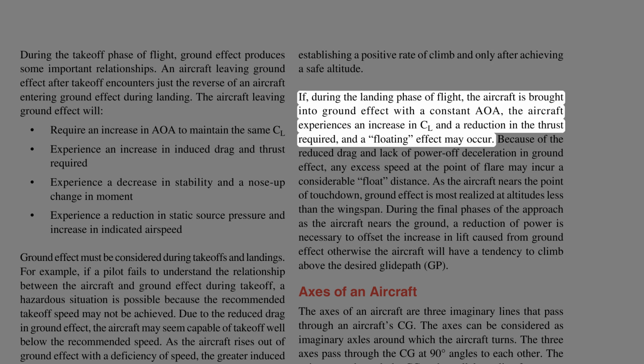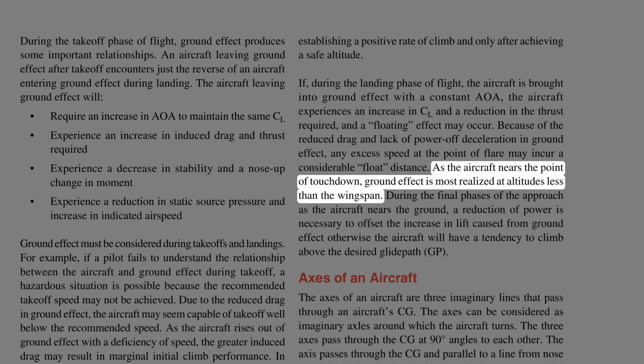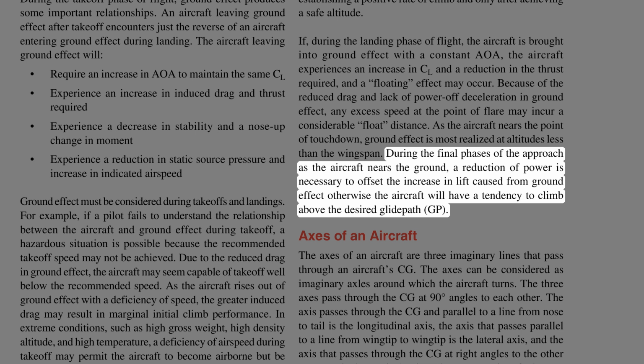If, during the landing phase of flight, the aircraft is brought into ground effect with a constant AOA, the aircraft experiences an increase in C_L and a reduction in the thrust required, and a floating effect may occur. Because of the reduced drag and lack of power-off deceleration in ground effect, any excess speed at the point of flare may incur a considerable float distance. As the aircraft nears the point of touchdown, ground effect is most realized at altitudes less than the wingspan. During the final phases of the approach as the aircraft nears the ground, a reduction of power is necessary to offset the increase in lift caused from ground effect, otherwise the aircraft will have a tendency to climb above the desired glide path, GP.